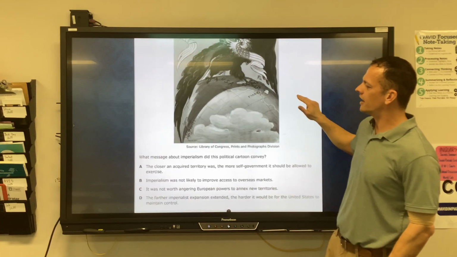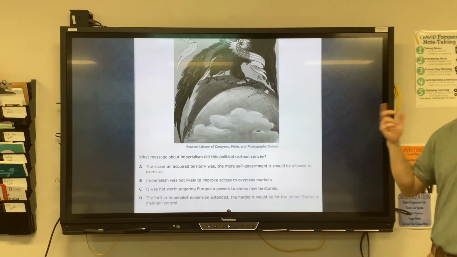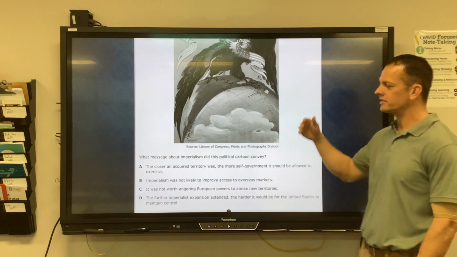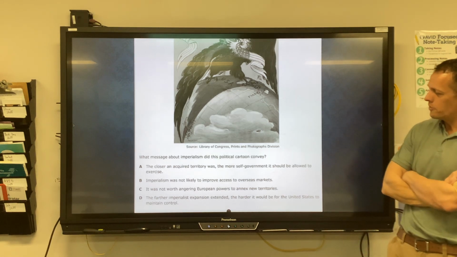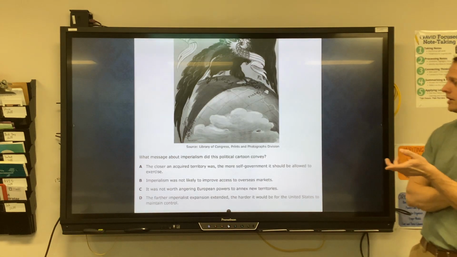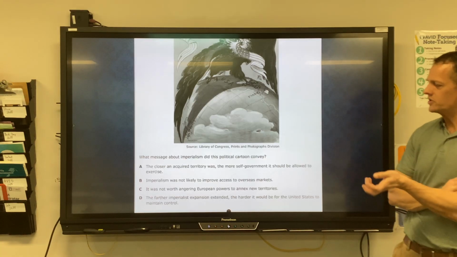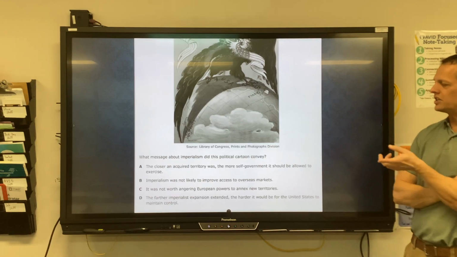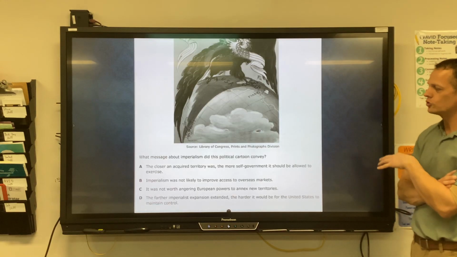And the question to ask now: what message about imperialism does this political cartoon convey? So this artist has an idea he's trying to get across, right? Imperialism has problems. A, the closer an acquired territory was, the more self-government it should be allowed to exercise. B, imperialism was not likely to improve access to overseas markets. C, it was not worth angering European powers to annex the new territories. D, the farther imperialist expansion extended, the harder it would be for the U.S. to maintain control.